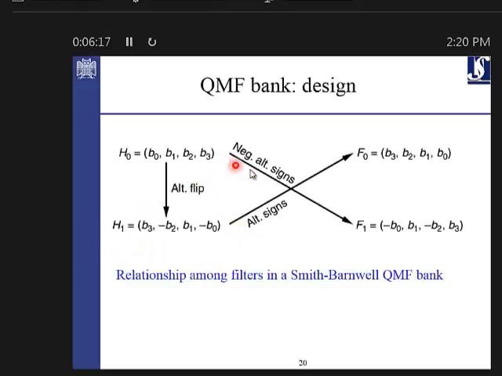So you get H1 here. Then you negate and alternate the signs, you get F1 or the G1 actually here, and the same thing here, you get the F0 or the G0. So you see, this is called the Smith-Barnwell QMF filter bank. By just designing one filter, you get all the information of the other filters. And it respects the no aliasing condition. So you have no aliasing in this type of QMF filter banks.